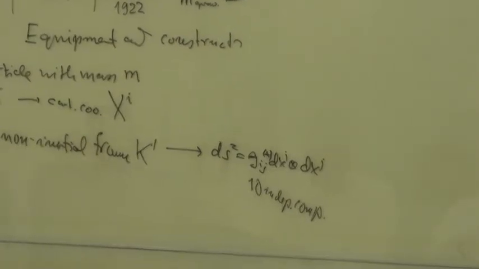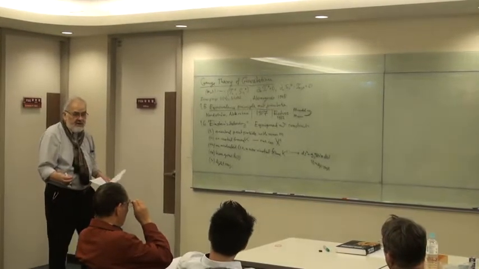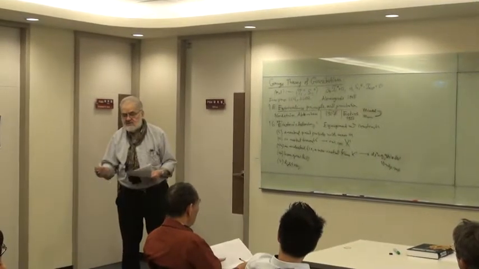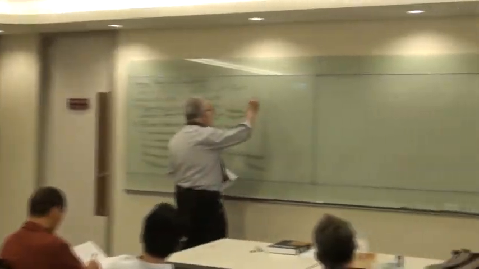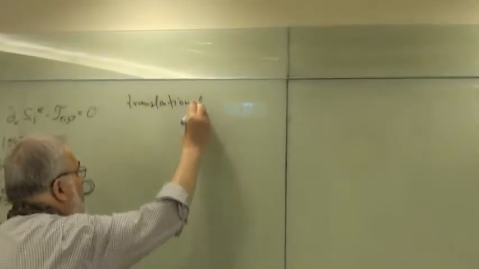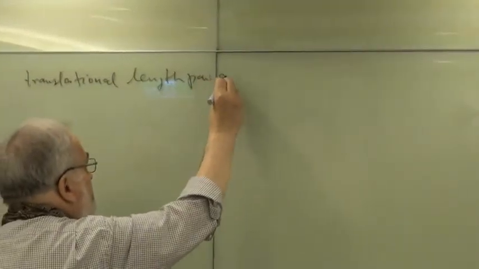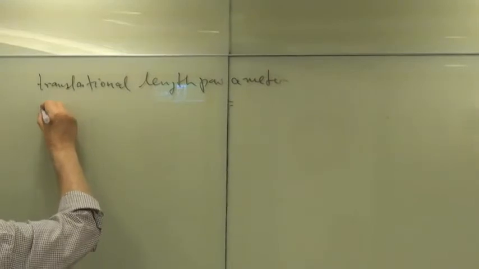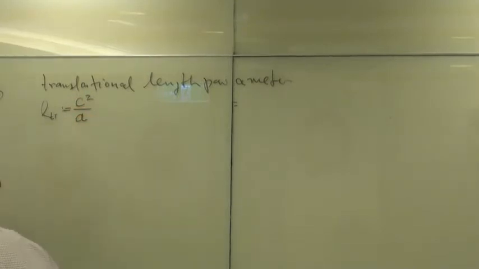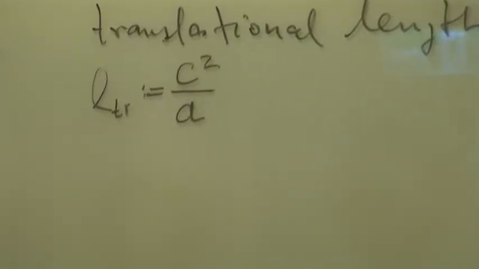Now, there is also a thing which plays a role later in discussions, perhaps not for us, but in physics it's important. An acceleration is always linked with a length parameter, so it's not dimensionless. If you have an acceleration, I call it the translational length parameter, which is L_translation by definition c squared, the velocity of light squared, divided by a. This way my dimensions are correct.